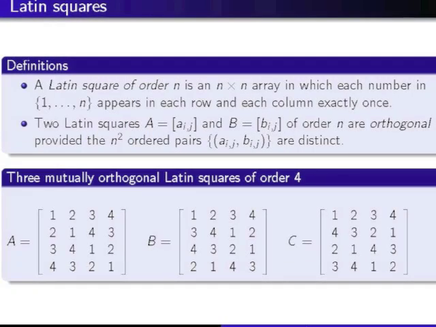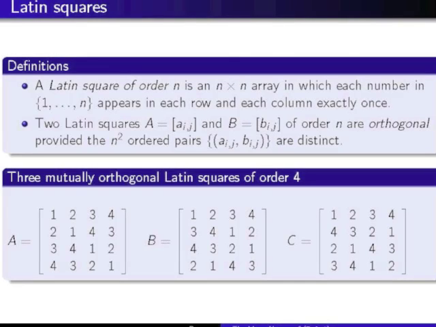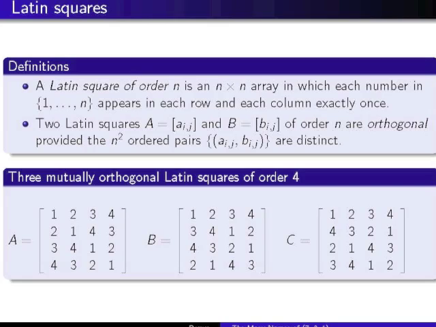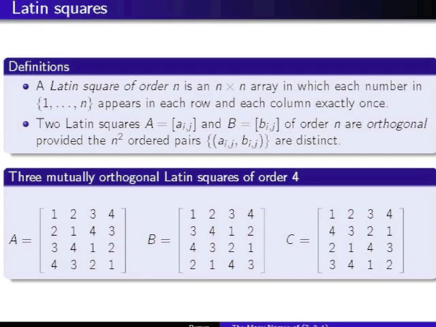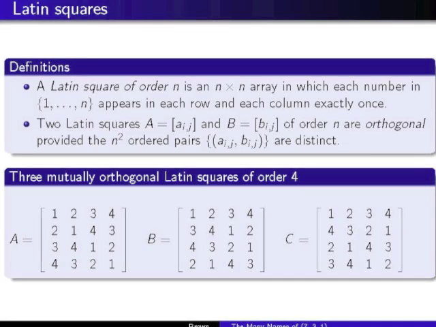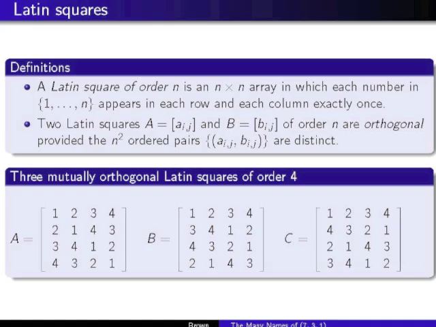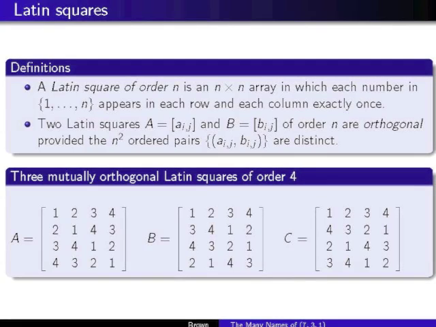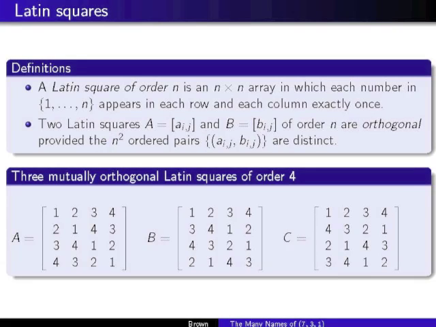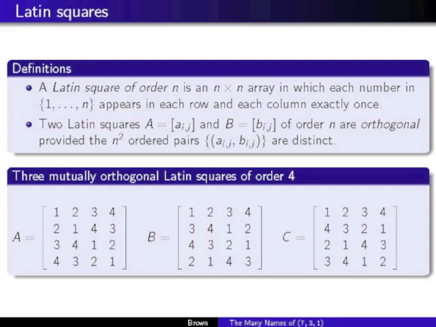Another origin of this idea. A Latin square is an array of numbers, the numbers from 1 to n, in an n by n array. Each number appears in each row and each column exactly once. The Sudoku that shows up in the paper, a Sudoku array, is a special case of a Latin square. And we can talk about orthogonality of two squares. Looking at A and B, going across the top row, we have 1, 1, 2, 2, 3, 3, and 4, 4. Going across the second row, we have 2, 3, 1, 4, 4, 1, and 3, 2. You keep on going, and you realize for each of these pairs, AB, AC, and BC, that condition holds. So these are three mutually orthogonal Latin squares of order 4.